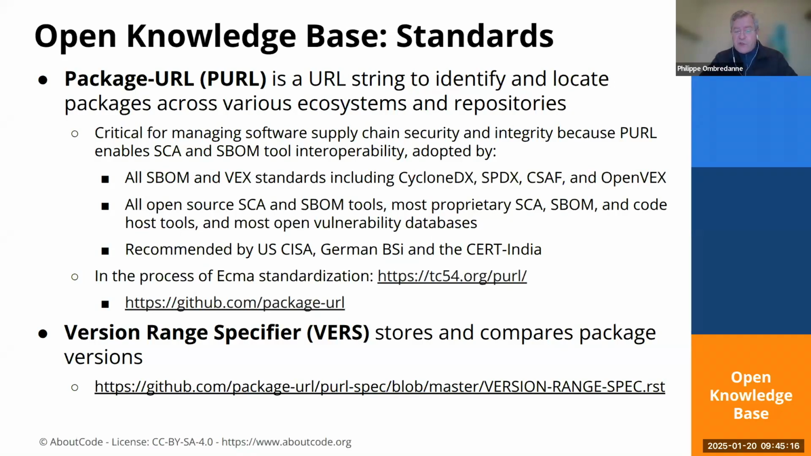Version range specifier is a way to store version ranges. Very important also because when you have a vulnerability in a package, typically you're going to have the expression of a range saying, oh, this vulnerability affects version 3 to version 5, not version 6, but also version 7. That's a fairly complex range, and this exists all the time.